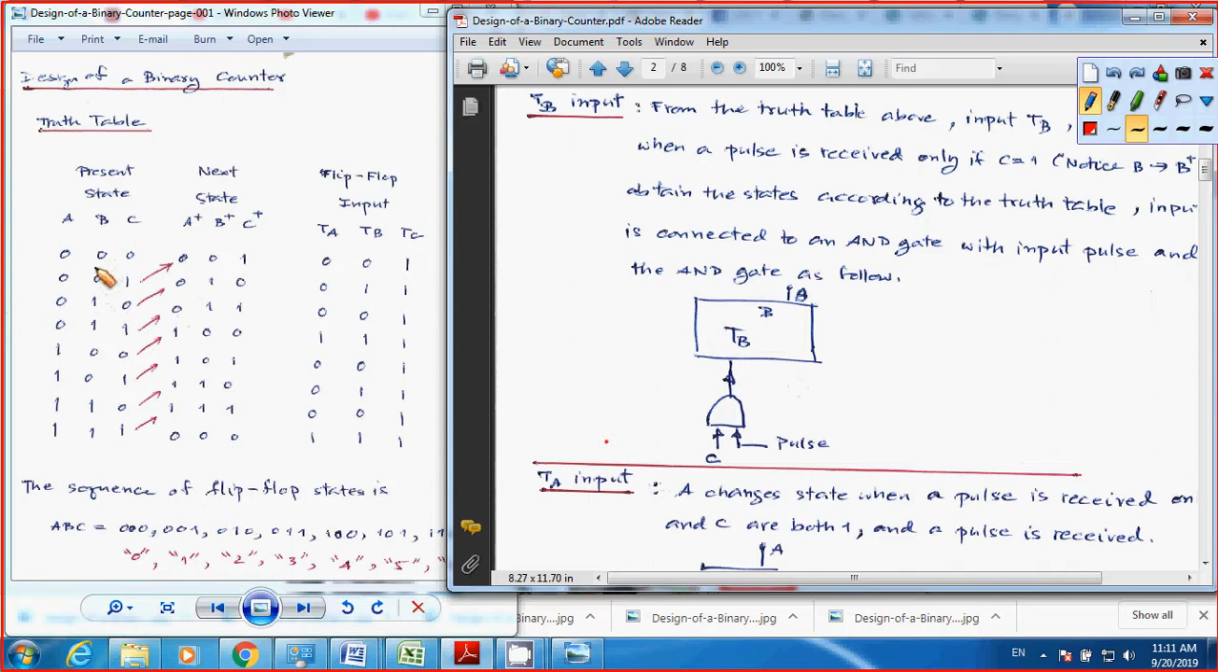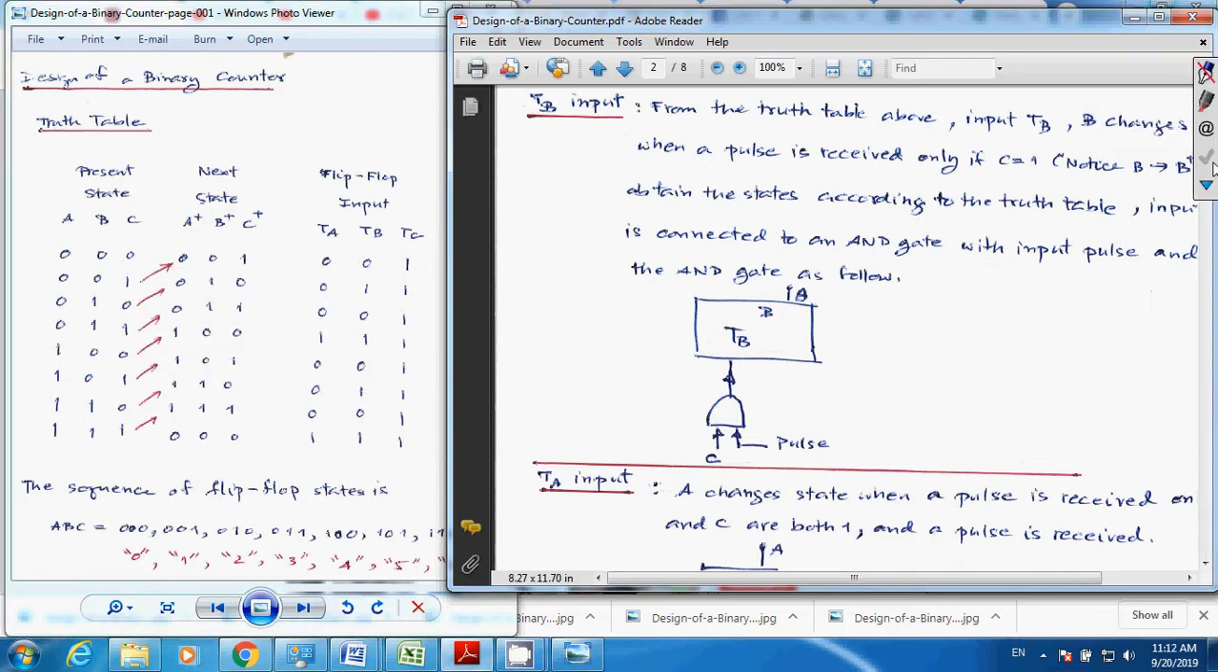You take a look at this one, 0, 0, 1, and this is your TB. So it follows what? Exactly follows the C input, right? When the C input is 1, your TB is 1. When C is 0, your TB input is going to be 0. So that's why we apply a two input AND gate for the TB input.